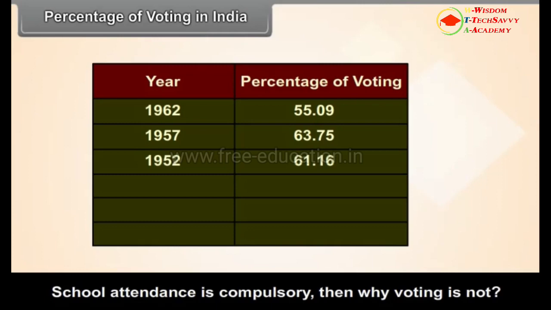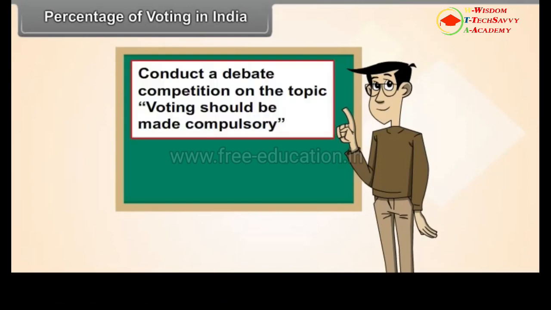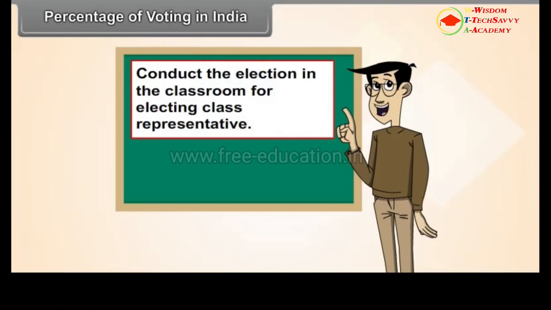School attendance is compulsory. Then why voting is not? Activity. Conduct a debate competition on the topic voting should be made compulsory. Conduct the election in the classroom for electing class representative.